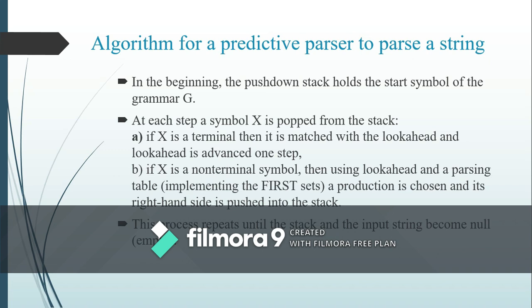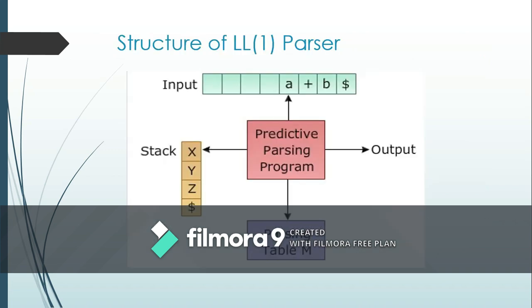Here is the algorithm for the predictive parser to parse a string. Before going to the algorithm, let us see the structure of a predictive parser. Here is a predictive parsing program to parse a string and to know the output, whether the string is going to be accepted or not. For this predictive parser, what do we need? The input should be a string, and the stack contains the grammar, along with a parsing table. The parsing table here is called capital M. So to parse a string, we need to know the string, the type of grammar, and the table. Everything is to be known.